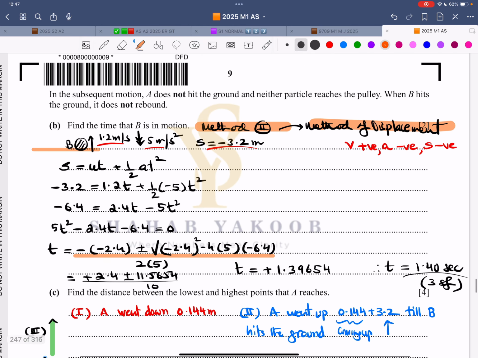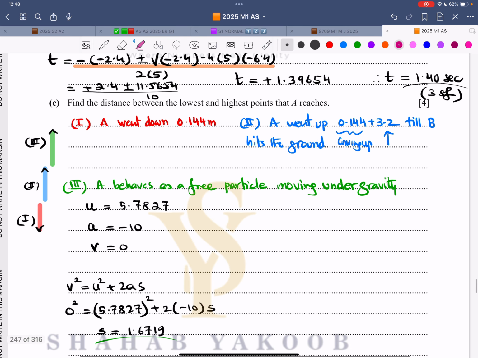Now over here, part B, I have done it on that side, so just bear with that. In the subsequent motion, it says, A does not hit the ground and neither particle reaches the pulley. When B hits the ground, it does not rebound. Find the time that B has in motion. Find the distance between the lowest and the highest point that A reaches.